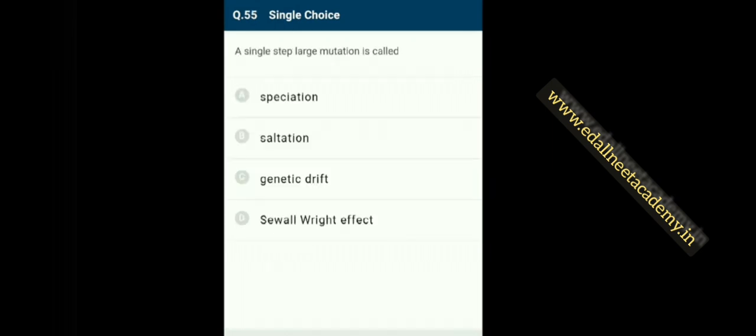Question number 55. A single step large mutation is called... A sudden and large mutation occurring between generations and leading to single step speciation is referred to as saltation. Speciation is the process of formation of new species in the course of evolution. So the answer for this question is option B, saltation.